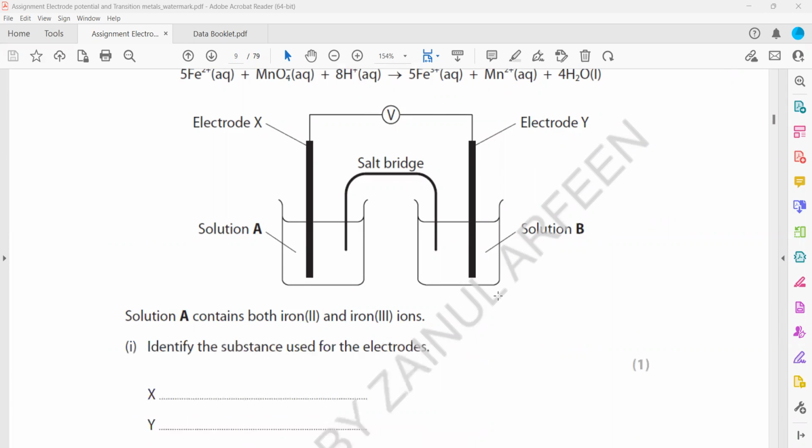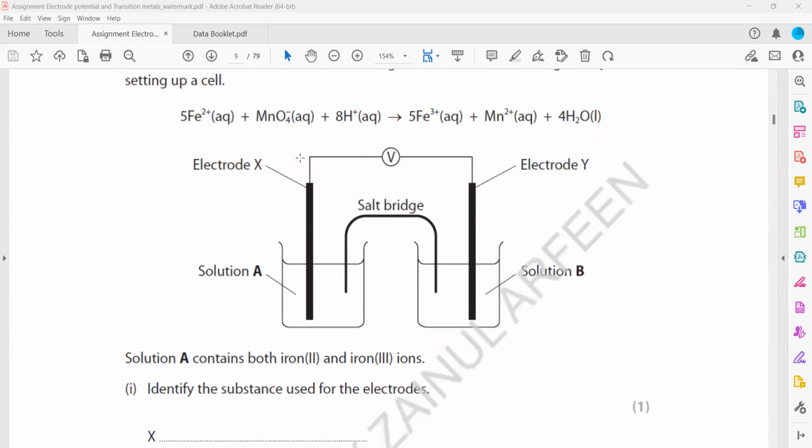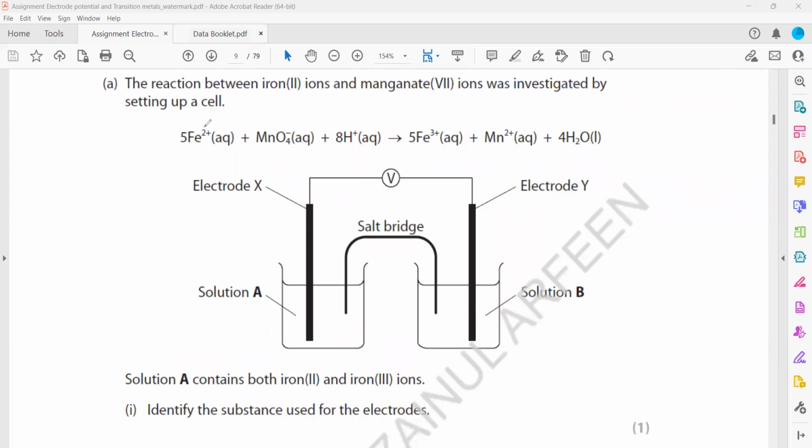A solution A contains both iron 2 and iron 3. Identify the substances used for the electrodes. As you can see, there is only a change in the charge, so we don't need an electrode made of iron. This electrode should be made of platinum, an inert material. Same thing, MnO4 minus aqueous turns into Mn 2 plus also aqueous. Again there is a change in oxidation number, but it's not forming manganese metal. That's why this electrode should also be made of platinum.